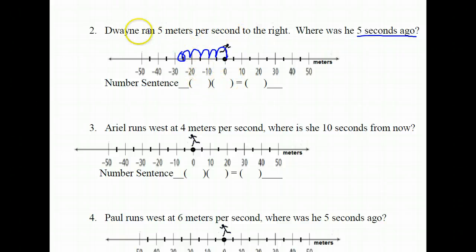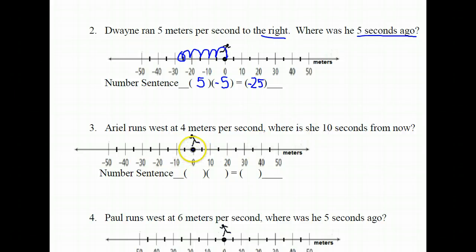The way we write the number sentence is, since he was moving right, that's positive. But since we wanted to know where he was in the past, that's 5 times negative 5. So our answer is negative 25. We'll do the third one while we're here. Ariel runs west at 4 meters per second, so she's going that way. Where will she be 10 seconds from now?